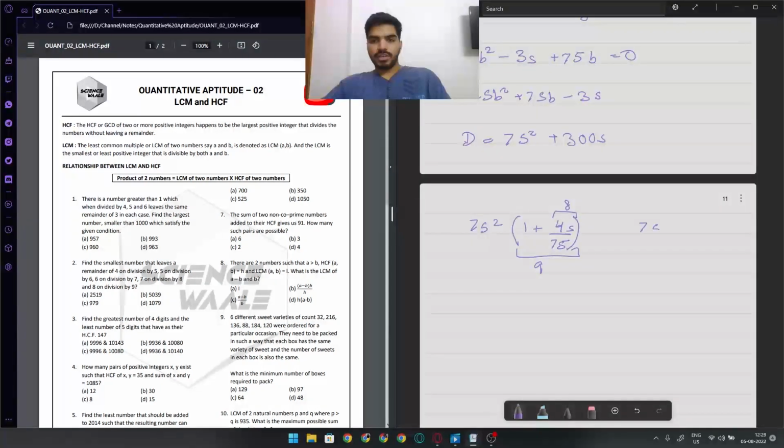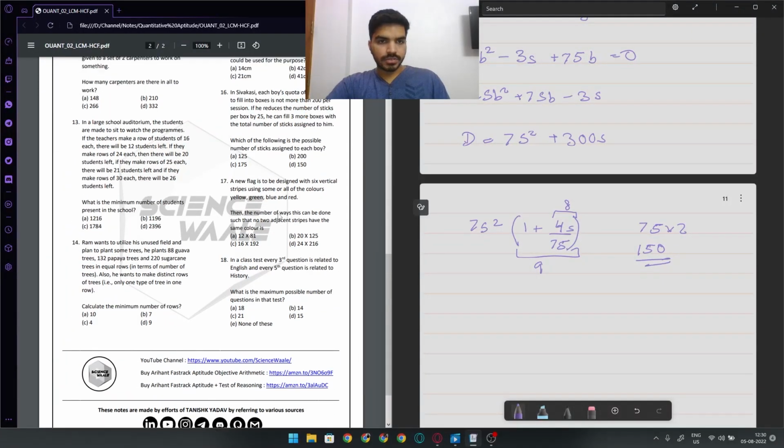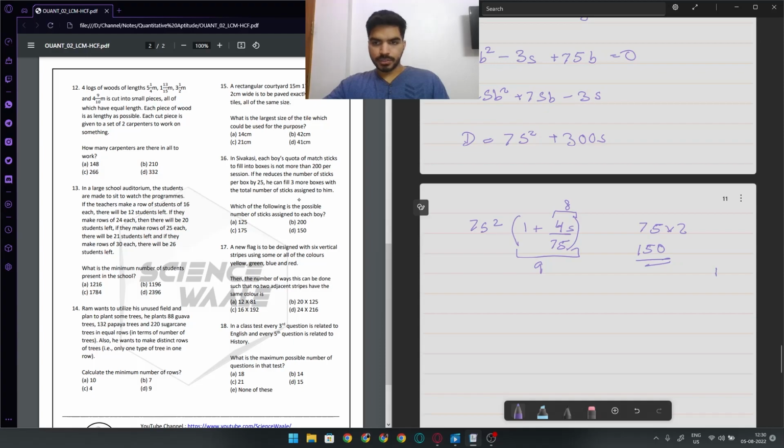First of all, 75 and then 4 into 2. And it is less than 200 as well. So 150 is the number of matchsticks. This is your answer, option D. Now next is the 17th question.